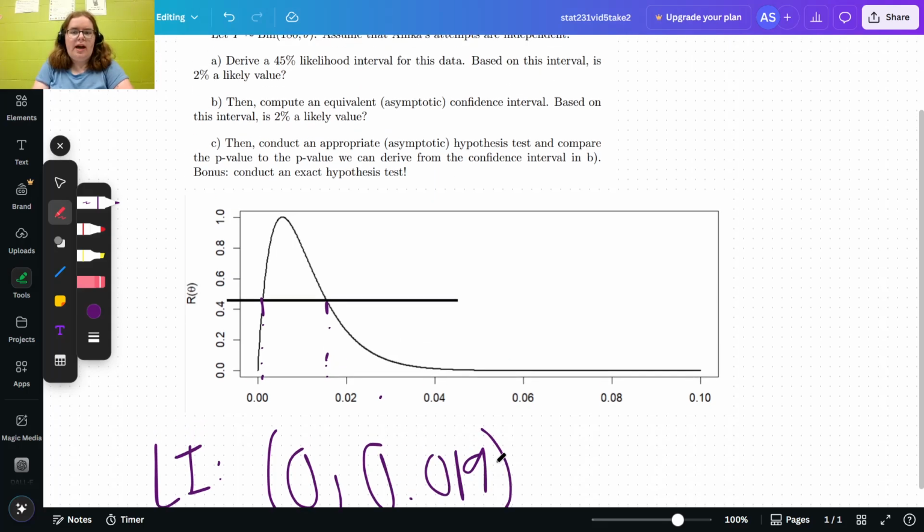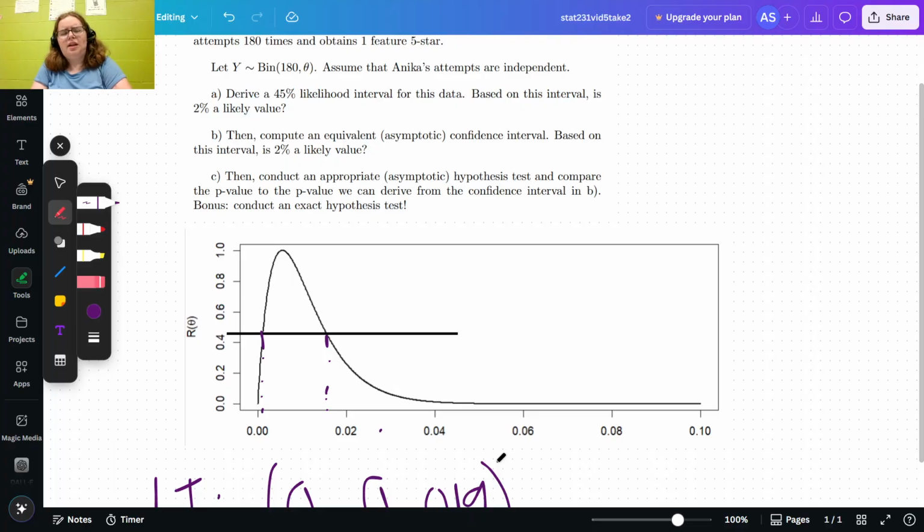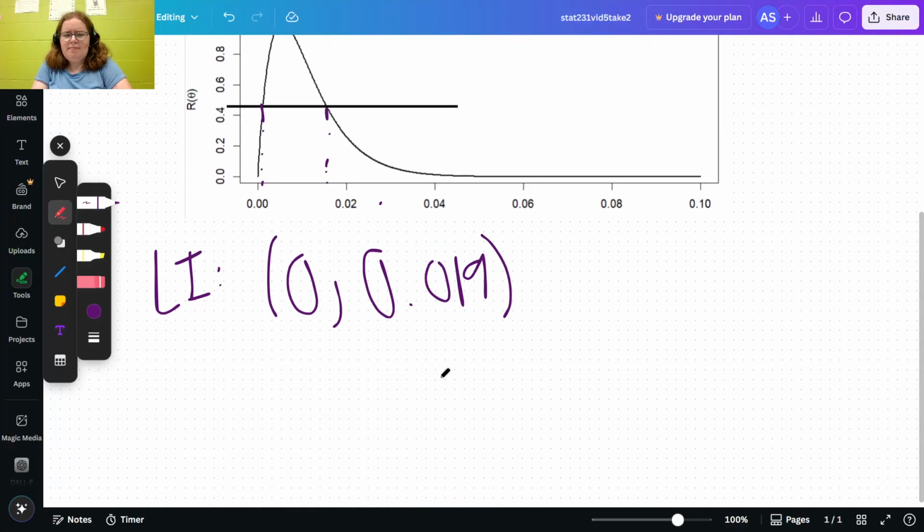And from here, we're asked, based on this interval, is 2% a likely value? So we look in here and ask, is 2% contained in this interval? And the answer is no. 2% is not an element of the likelihood interval. So we'd say that it's not likely based on this data.